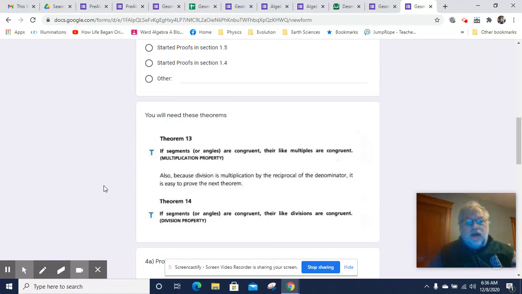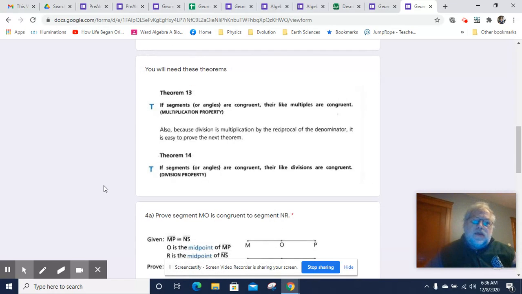We're working on some of the early proof concepts, and you may or may not have gotten to these two concepts, but I talked about them in class, so we'll see if they make sense. They're fairly straightforward. If segments or angles are congruent, their like multiples are congruent. That means if you multiply a segment or an angle both by the same number, you scale it up or scale it down by the same number, the product will be congruent. So if I multiply two of the same things by three, the same things are the same things. Okay, so they'll be equal to each other.